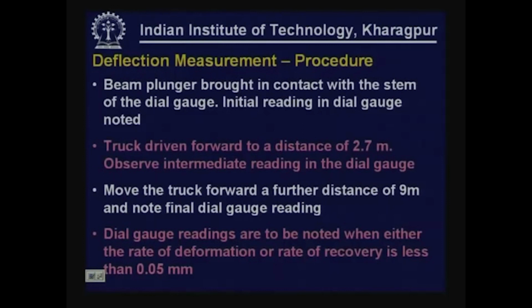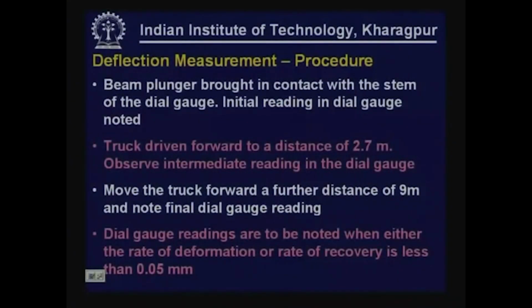The beam plunger has to be brought in contact with the stem of the dial gauge. Beam plunger is the arrangement that we have at the end of the beam, above which the plunger of the dial gauge will be resting. So, as the beam rotates in this direction, the plunger of the beam will be supporting the plunger of the dial gauge. Initial reading in the dial gauge will be noted.